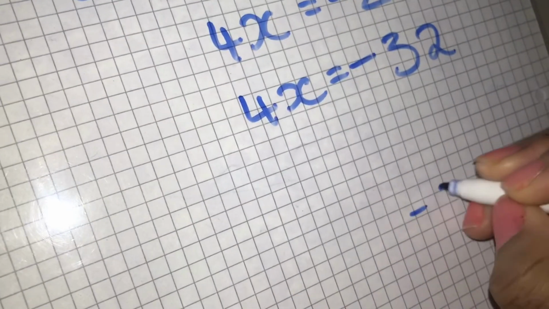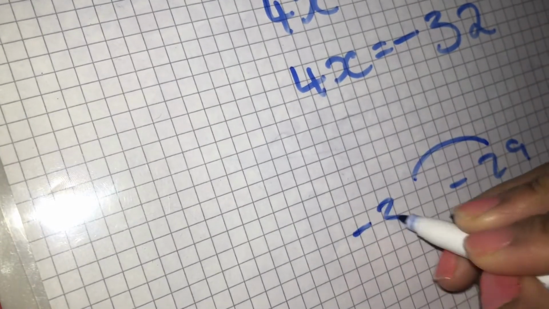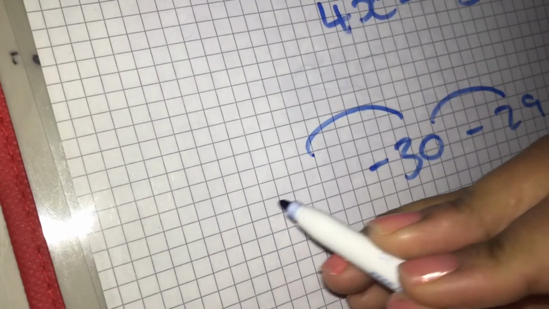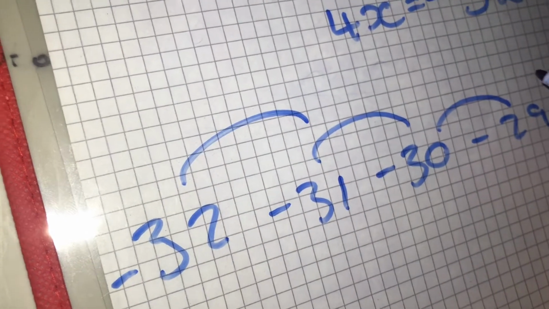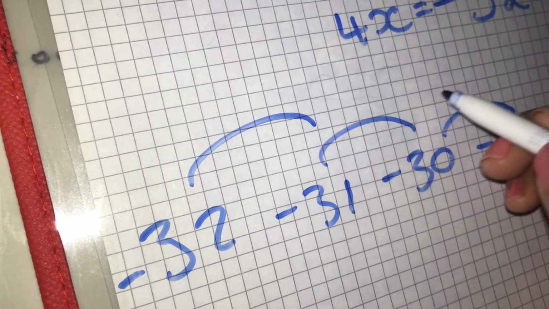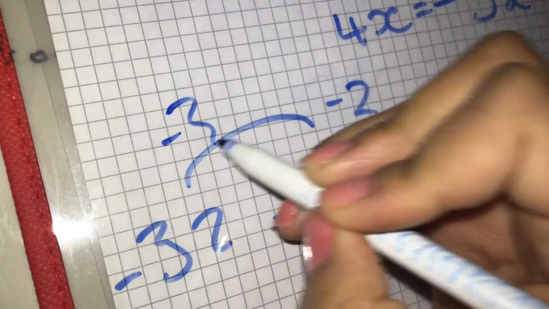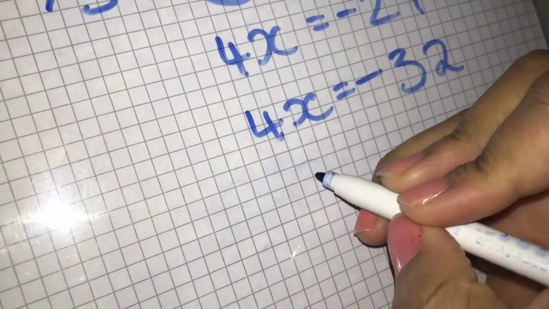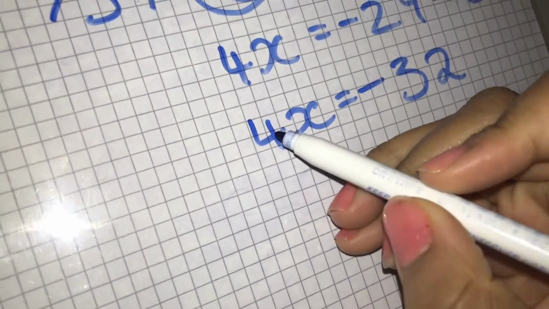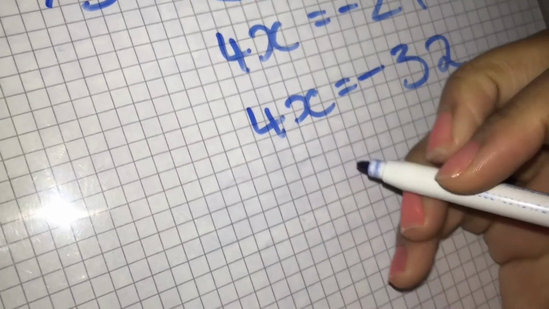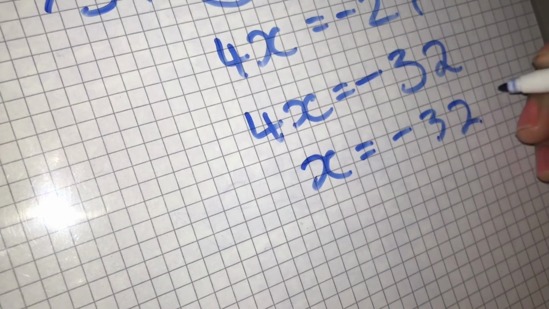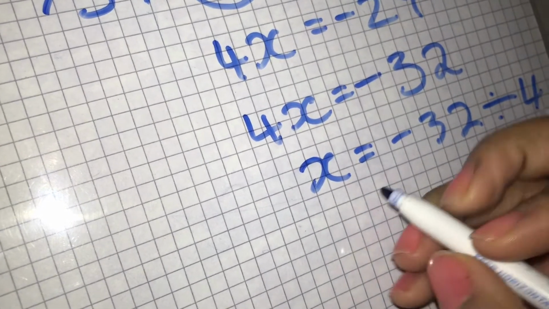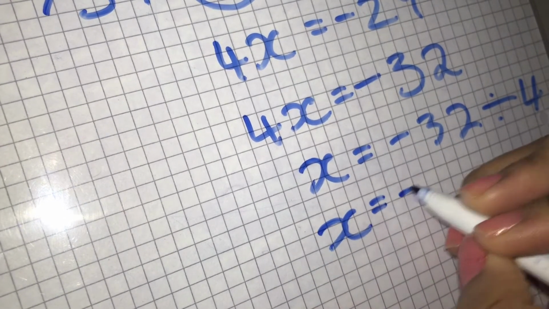So minus 29, minus 30, minus 31, minus 32. So if you're going back, taking away 3: minus 1, minus 2, minus 3. So that's how you get that. So x now, if you want to get it on its own, obviously the opposite of times is divided. So x is going to equal minus 32 divided by 4. So x now equals minus 8.